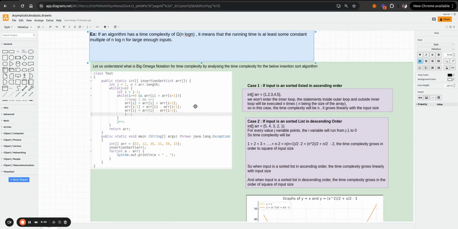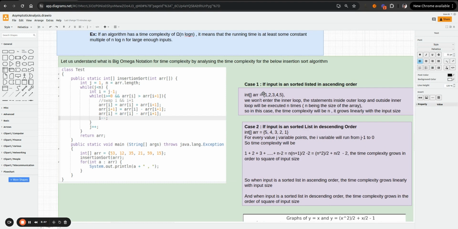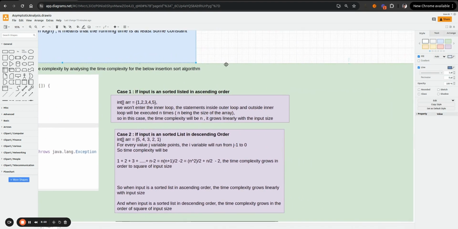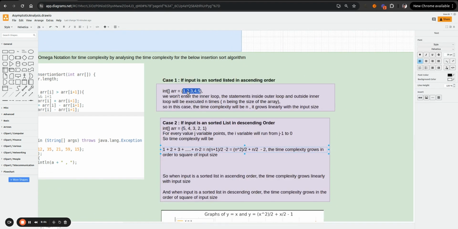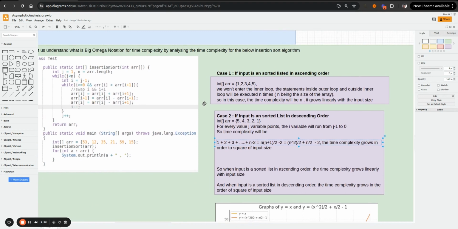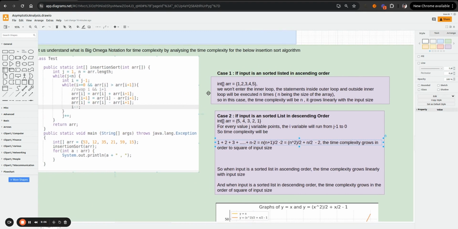Now let us analyze the time complexity for this algorithm. For the time complexity, I have divided it into two different cases. The first case is that we are given an input array which is already sorted in ascending order. Assume this is our input: 1, 2, 3, 4, 5. In this case, we won't be entering this inner loop at all, because for any pair of consecutive elements, the left side value is not greater than the right side value at any point of time.